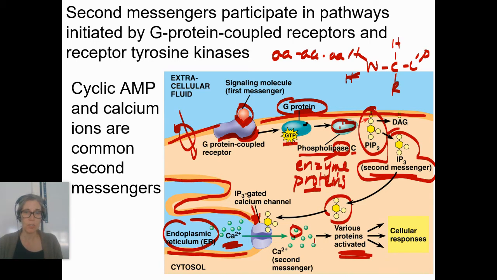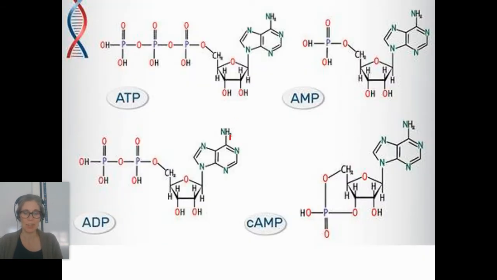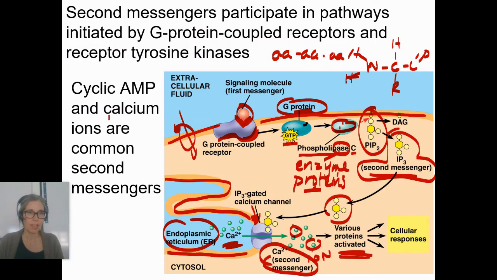So remember, calcium is just an atom that's lost a couple of electrons. So calcium is an ion. It is not a molecule, it's just an ion that came from an atom. So that means it's a second messenger because it's a non-protein. Remember, proteins are molecules made out of a whole bunch of atoms like nitrogen and carbon and hydrogen and oxygen. Okay, so back here, it said that calcium ions are common second messengers in these signal transduction pathways.